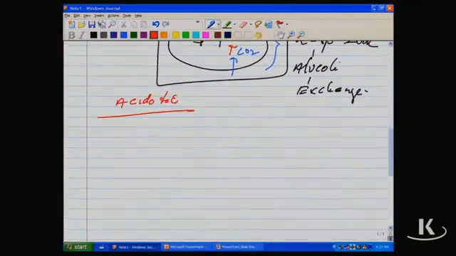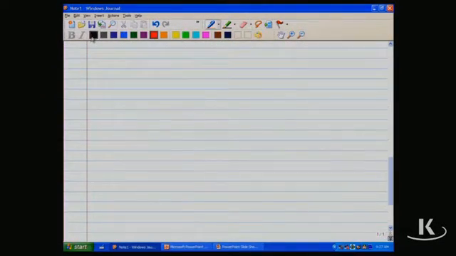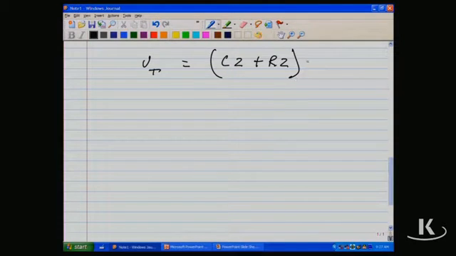Now, having said that, let us talk about ventilation. We can say that total ventilation, let's write that as VT, is a sum of conducting zone and respiratory zone. We will now multiply that by the respiratory rate. Conducting zone plus respiratory zone is tidal volume. So total ventilation is tidal volume times respiratory rate.